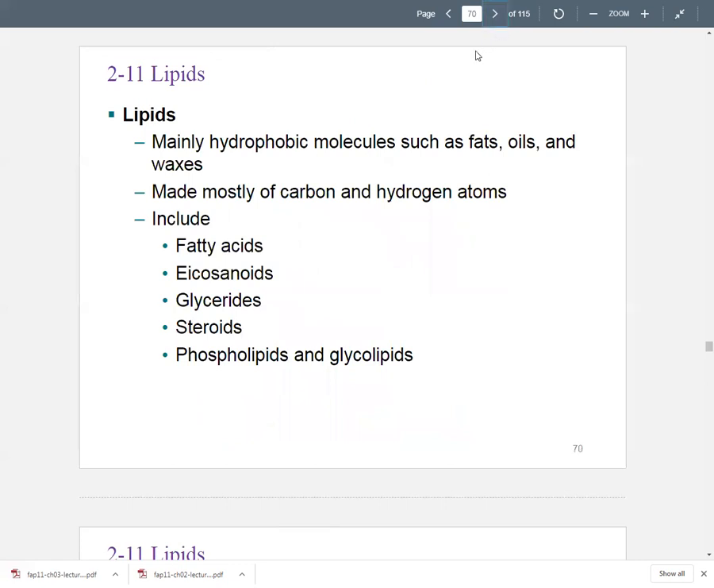All right, lipids. So these are mainly hydrophobic molecules. So again, hydrophobic means they don't like water. Fats, oils, and waxes. Lots of carbon and hydrogen atoms in there. Things like steroids, phospholipids in your cell membrane, glycolipids, glycerides, eicosanoids, and fatty acids. Those are examples of lipids.